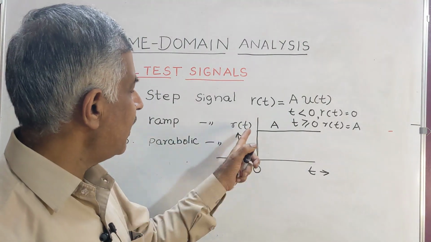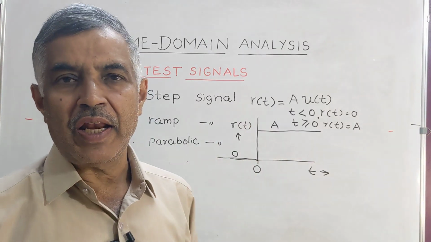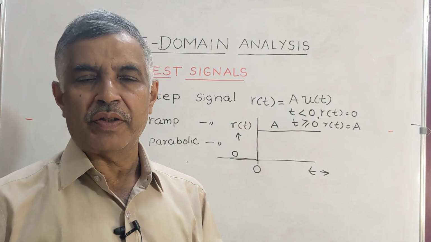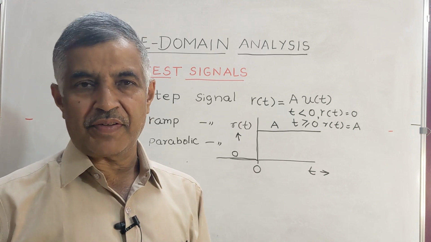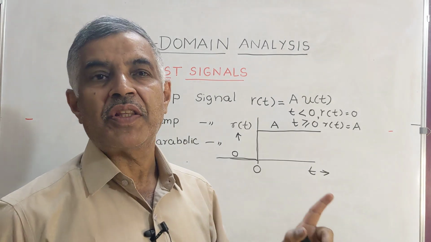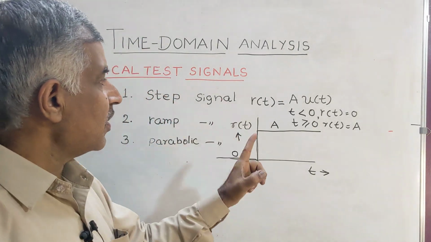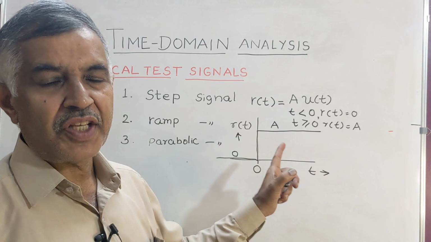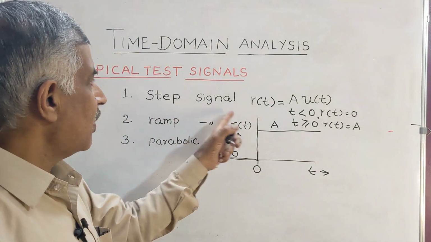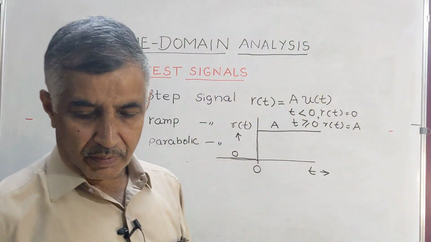So immediately it is changing from 0 level to A level. Now the control system should respond to such disturbances. So that is why the usefulness of the step signal lies. A step signal is the basic test signal which is used in time domain analysis. So this is what is called a step signal.